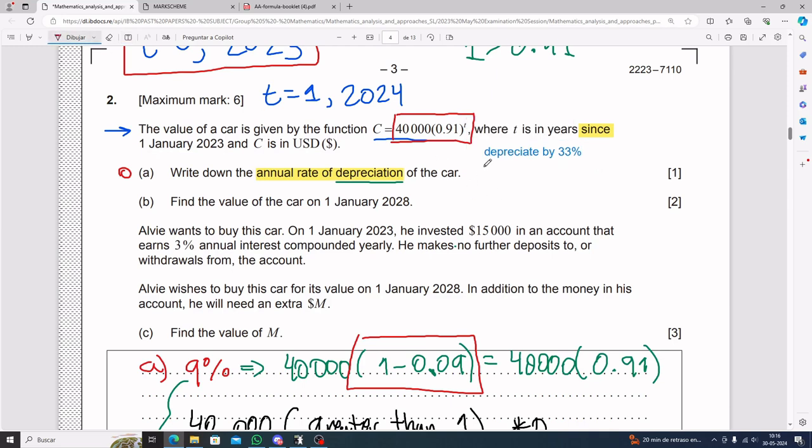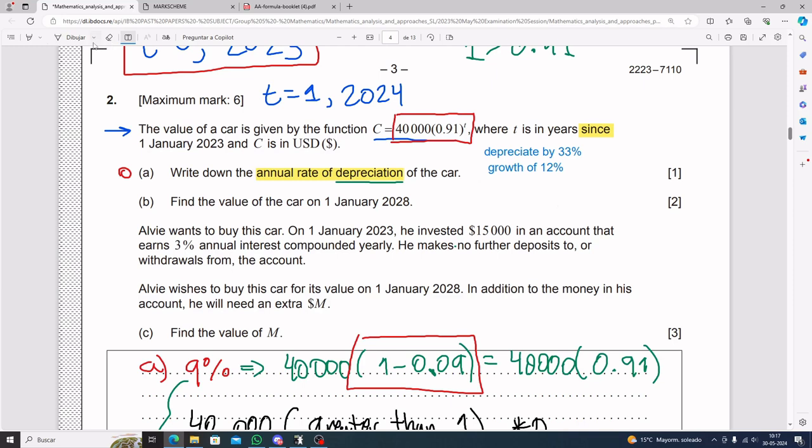That means you're going to be taking your 40,000 and multiplying it by 1 minus 0.33. And so how your function actually looks if it depreciates by 33% is 40,000 times 0.67. That is how it would actually look. See? And just one last example, imagine it's not depreciation, but instead, for example, growth. So let's say it's growth of 12.